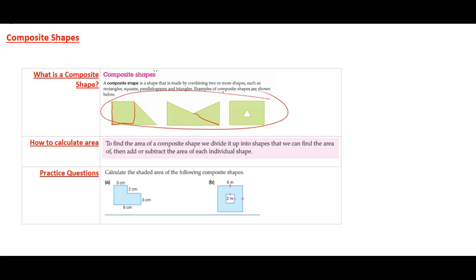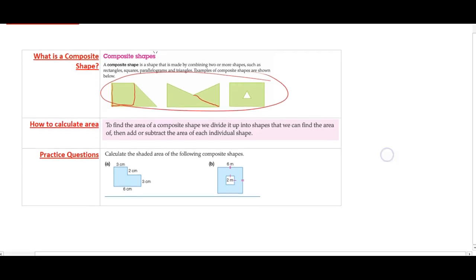So how do we calculate the area of a composite shape? To find the area of a composite shape, we divide it up into shapes that we can find the area of. That's like the squares, rectangles, parallelograms and triangles. We know how to find the area of them, so we divide it up into those parts. Then we add or subtract the area of each individual shape. So let's do these two examples down here just so we get an idea of what that might look like. And you can choose which way you deal with that.